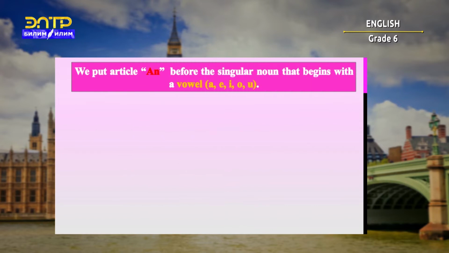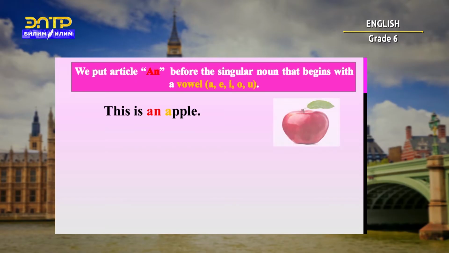But do you know what's the difference between articles a and an? The difference is that we can use article an before the singular noun that begins with a vowel like a, e, i, o, u. For example, this is an apple. Look at the word apple. It starts from the letter A, which is a vowel sound. That's why we put article an.